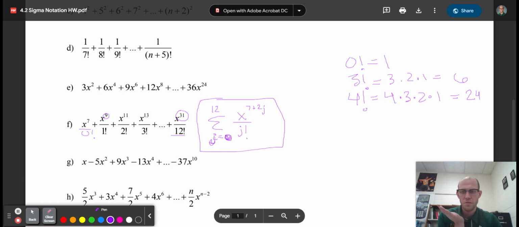Whenever it's straightforward positives, you don't have to worry about it. But if you ever have that alternating back and forth, don't forget that -1 to the whatever index power you want, or +1 if you want to make it into positives first.